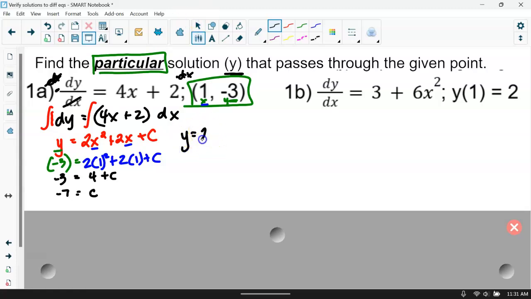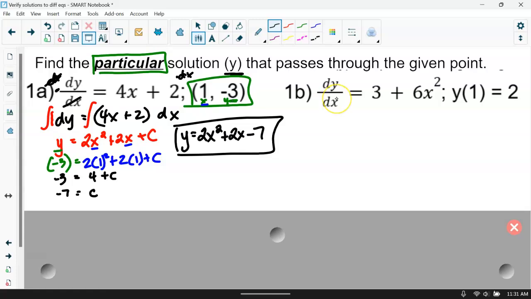That is our particular solution. y is equal to 2x squared plus 2x, sorry, not plus, minus 7. That is the particular solution where, if we take the derivative of this, it would be 4x plus 2, going through the point (1, -3).